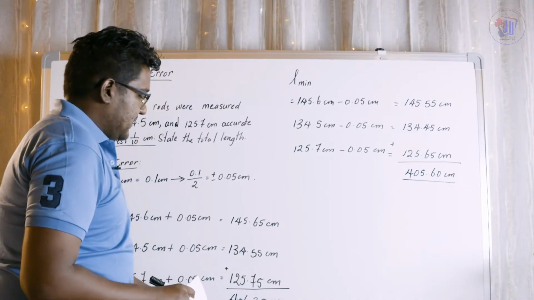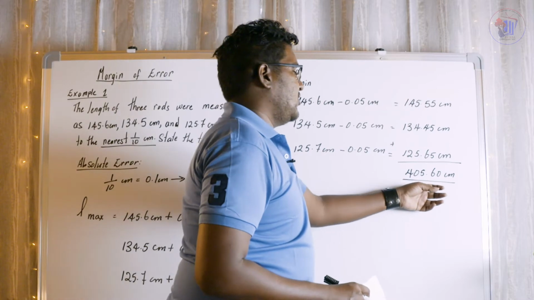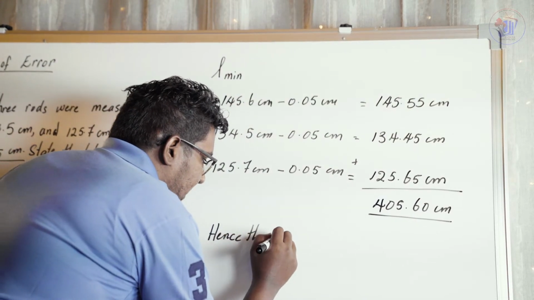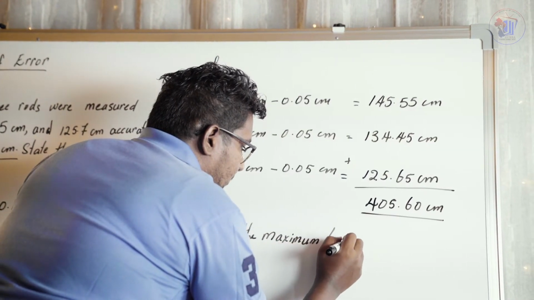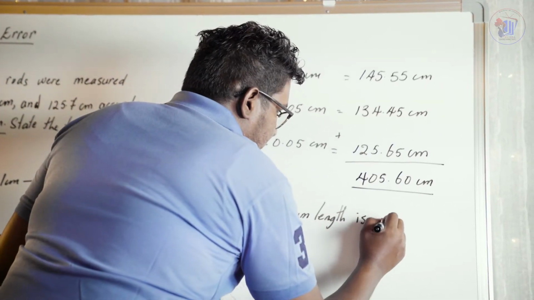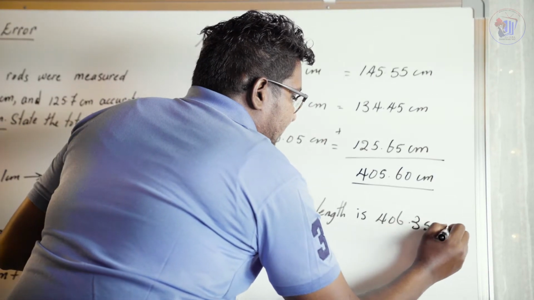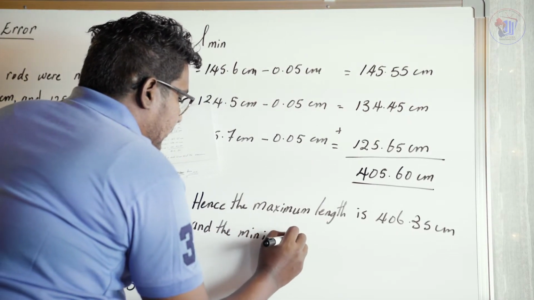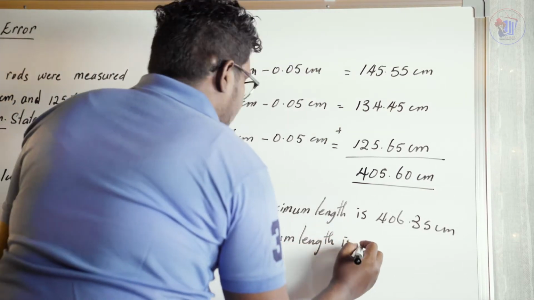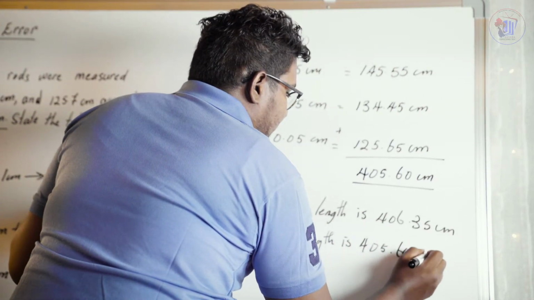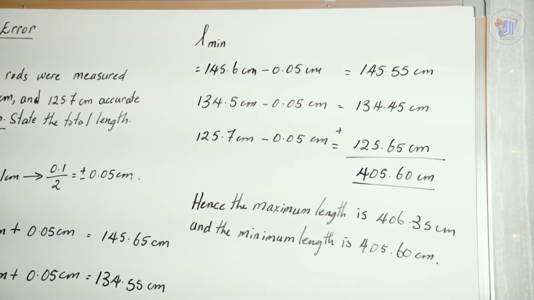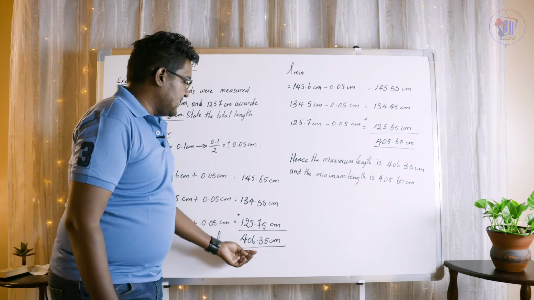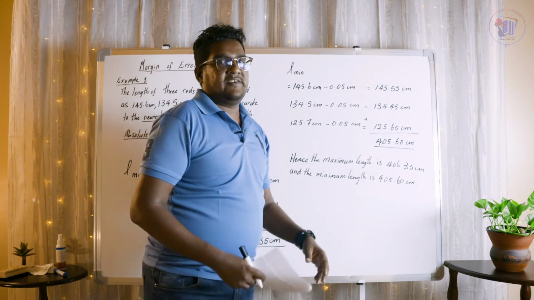Now, we found the maximum length to be 406.35 and the minimum length to be 405.60. Therefore, we could say, hence, the maximum length is 406.35 cm and the minimum length is 405.60 cm. And this is what the margin of error does. So when the person purchased the 3 lengths of steel, the possibility exists that the most they could receive is 406.35 and the least they could receive is 405.60.